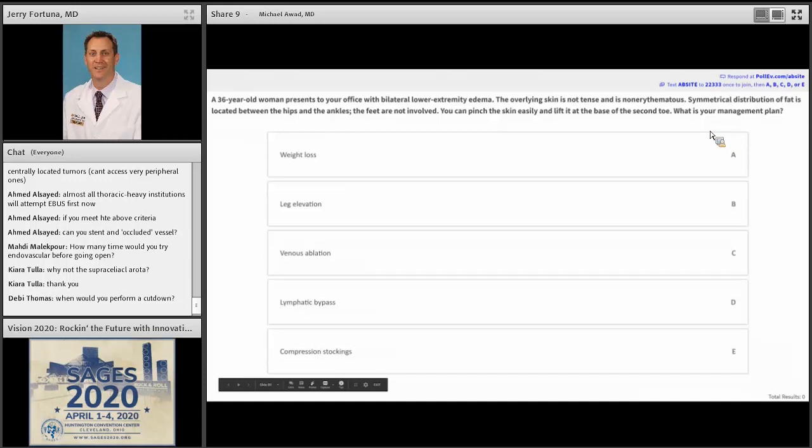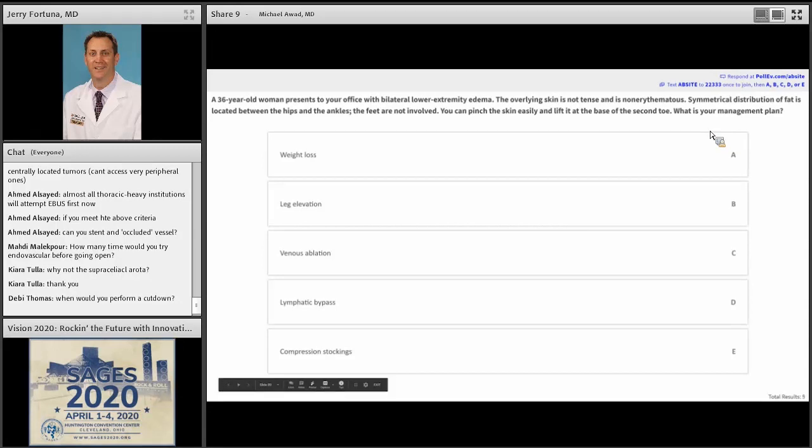The next one's a 36-year-old woman who presents to your office with bilateral lower extremity edema. The overlying skin is not tense and is non-erythematous. Symmetrical distribution of fat is located between the hips and the ankles. The feet are not involved. You can pinch the skin easily and lift it at the base of the second toe. What is your management plan?